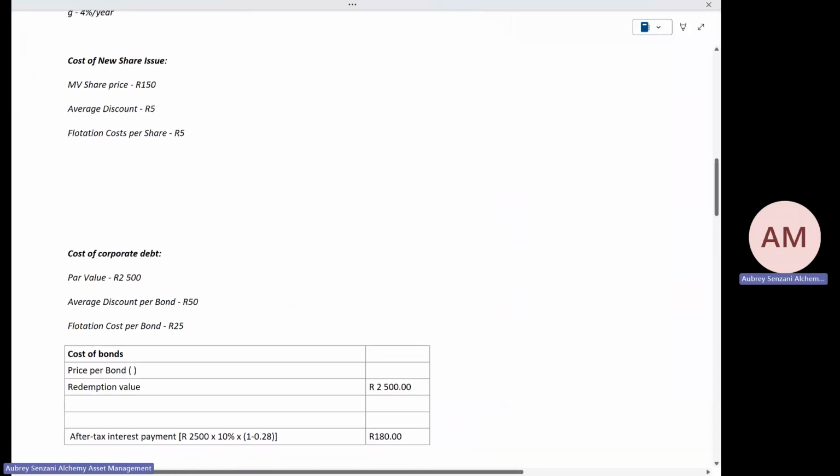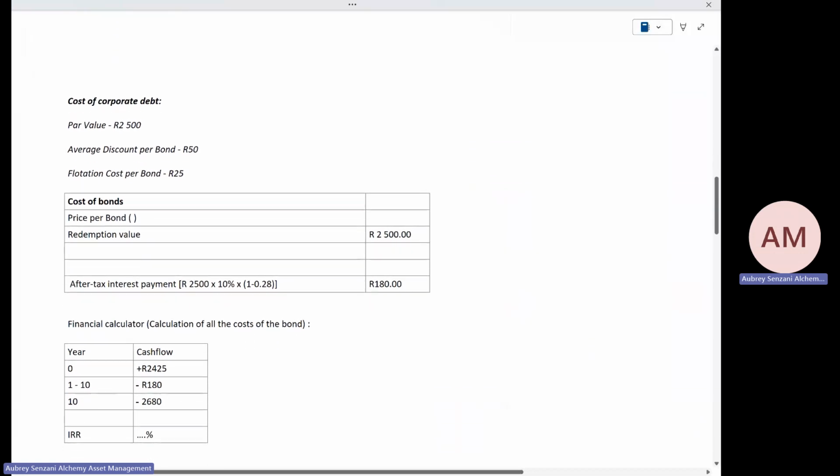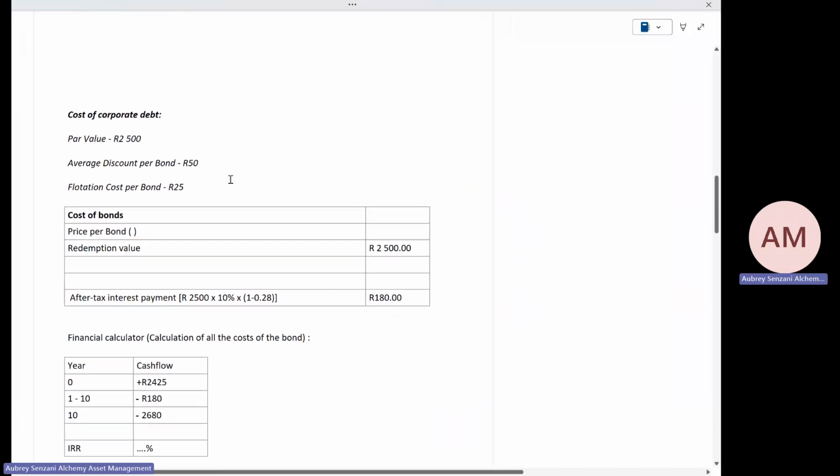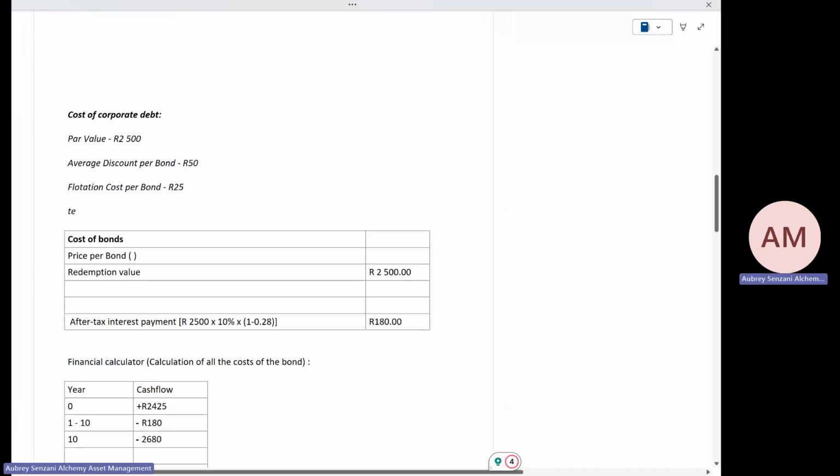We obviously have the par value. We have the average discount. We have the flotation cost. We also have the term, which is 10 years. I didn't write that down somewhere. So let's just quickly do that. Term. Okay. Maturity is 10 years. Whichever one works for you.